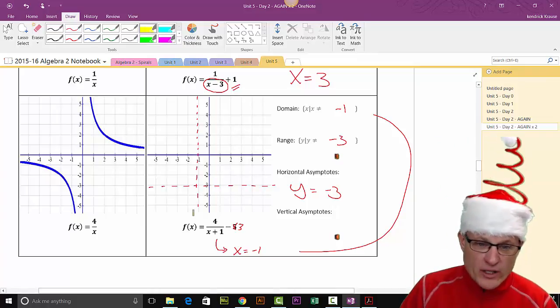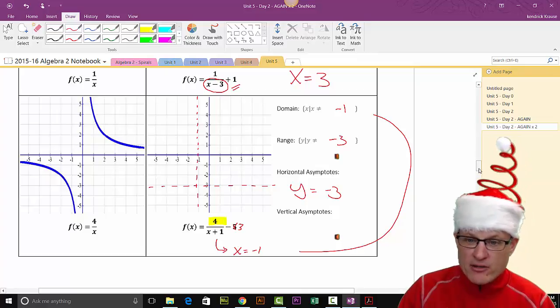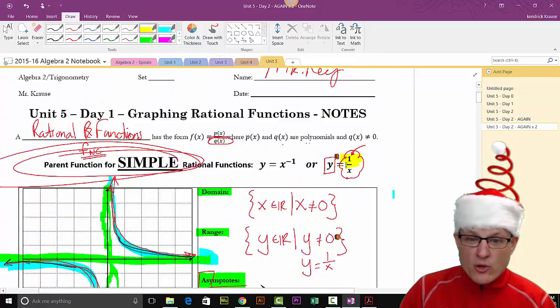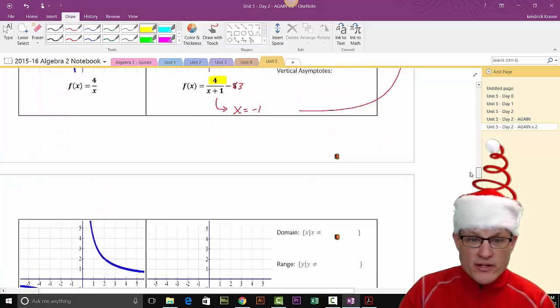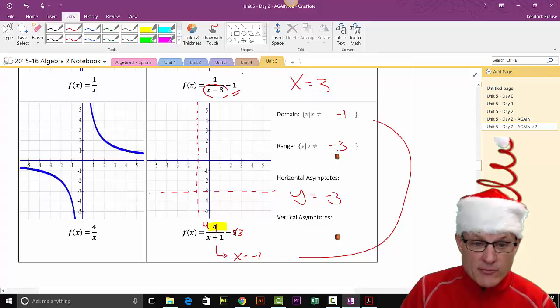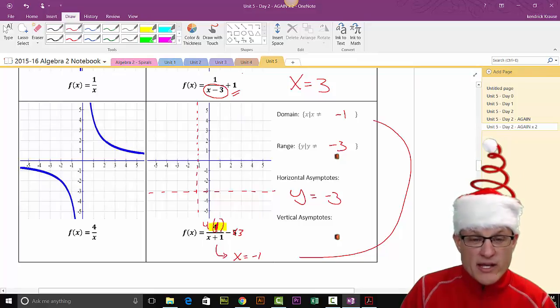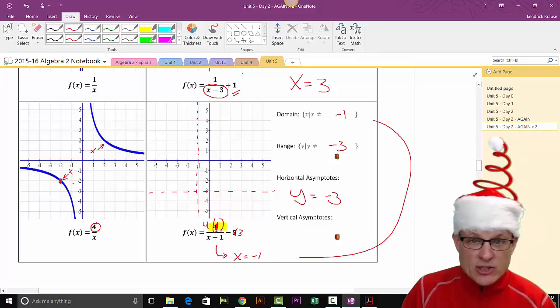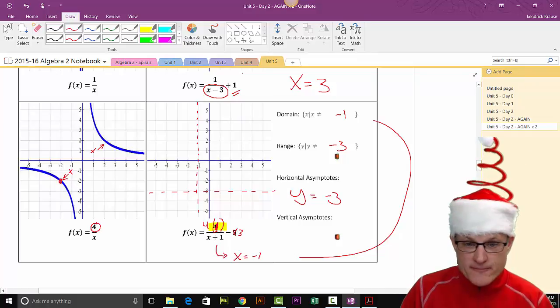But I also have this weird thing, right? Remember, my parent function up here is y equals 1 over x. That's the parent function. So what have I done here if I have a 4 in the numerator? Well, what I've done is I've actually multiplied 4 times 1 over, which means we have a dilation. And again, I started with that 4 over x. Notice that dilation, what happened? Normally the point's here and here, but it moved away. It dilated. It changed its rate of change.